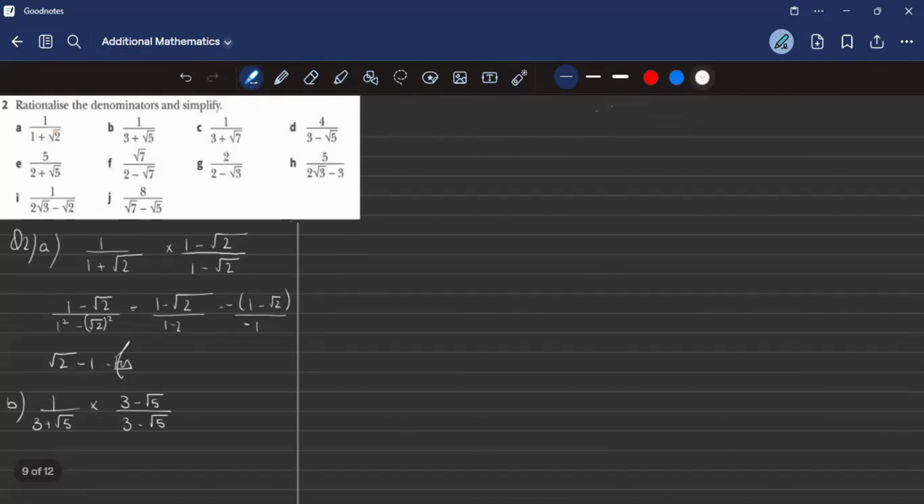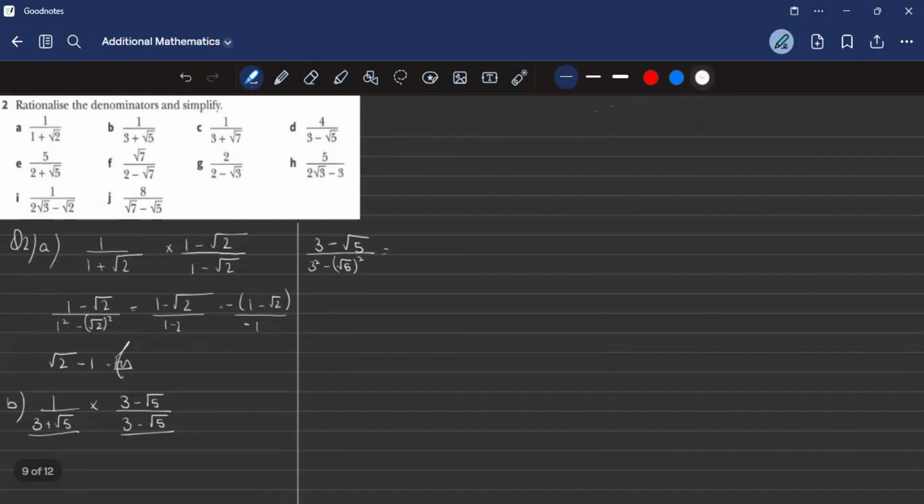Proceeding forward. So again, 3 minus under root 5 multiplied by 1 is equal to 3 minus under root 5 again. But again, this is a plus b, a minus b. So a plus b, a minus b, and a plus b. So this is going to be equal to a squared minus b squared. So 3 squared minus under root 5 whole squared.